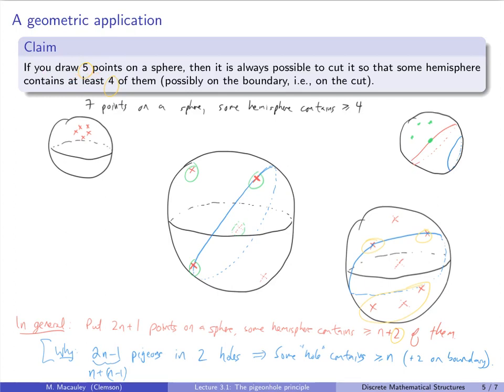That said, this here probably sounds a little more impressive because 4 is 80% of 5, where in general, n plus 2 is, you don't think of this as 80% of 2n plus 1. You think of it as slightly more than half of this. So this should not seem surprising. This one certainly does, at least at first.